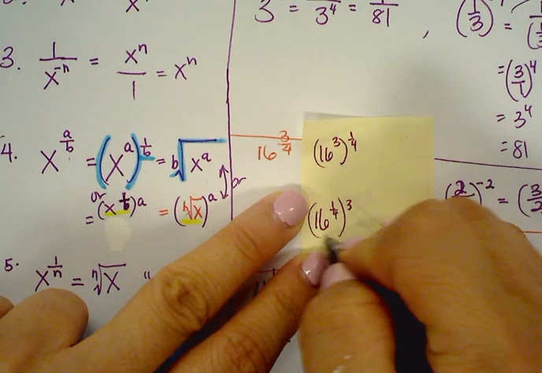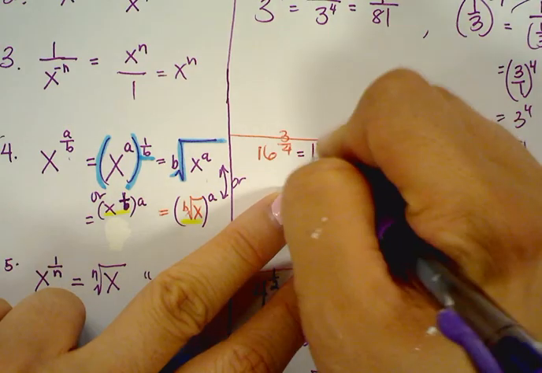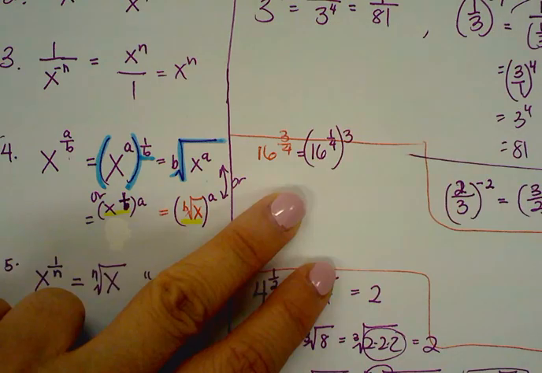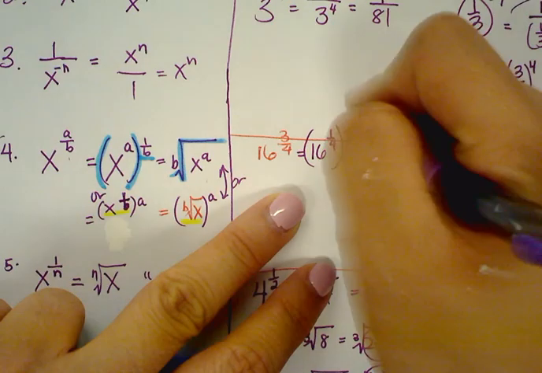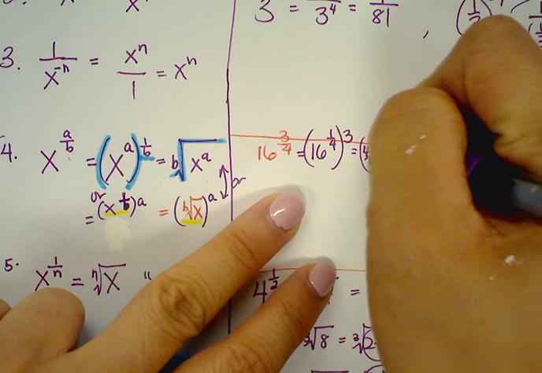Okay, so let's go with the bottom option. I mean, we could do the top option too, but I think you can recognize, if you do a few practice problems, that this is easier. Well, this is the fourth root of 16 to the third power. What's the fourth root of 16?